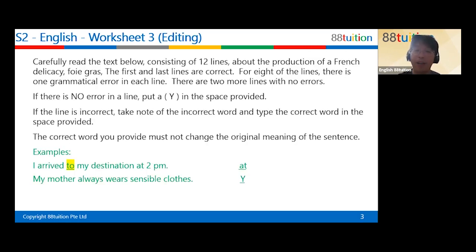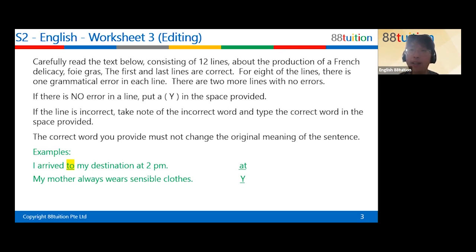Just to remind everyone, as usual, in editing we have 10 questions. Out of the 10 questions, 2 of them are actually correct, which means in those questions you should put a tick sign. That's what your school will ask you to do. But in 88 Tuition, we say put a Y in the space provided. That just means that there's no error in the line at all.